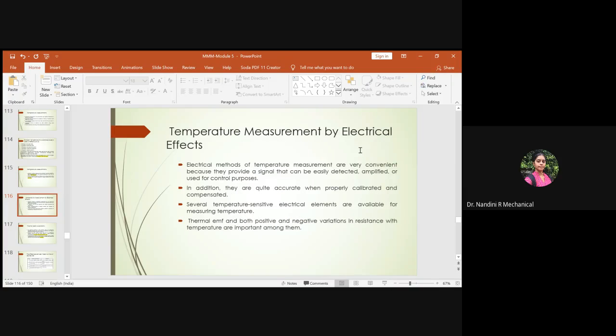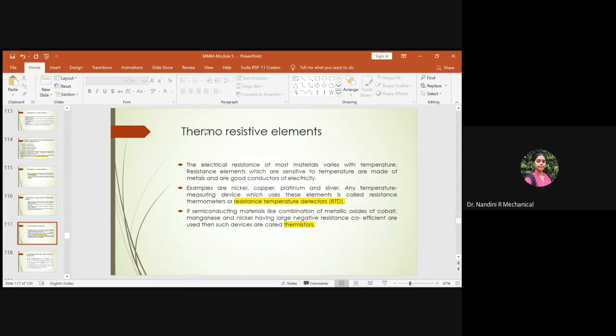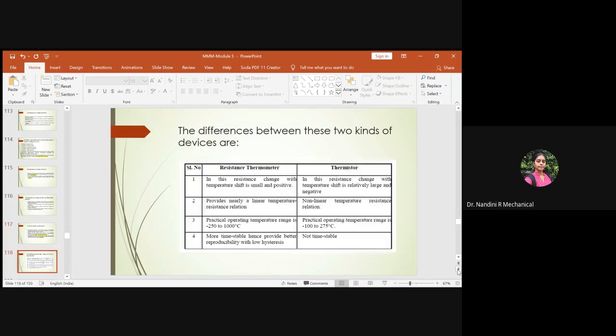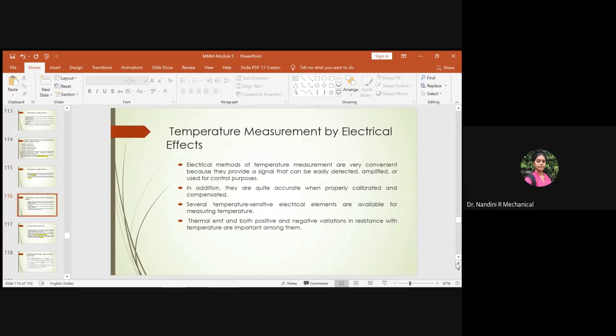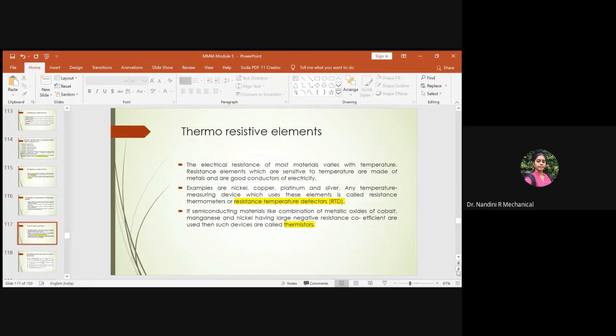So this was about the electrical method of temperature measurements. In it, first you have to understand what thermoresistive elements are. We spoke about various electrical elements which are available. Now we are speaking about the thermoresistive elements. I told you there are various electrical elements sensitive to temperature, and in that we are now focusing on thermoresistive elements.